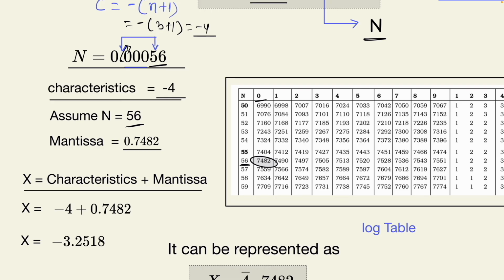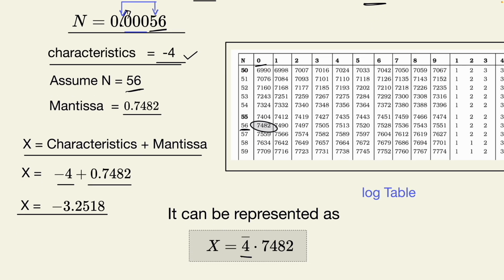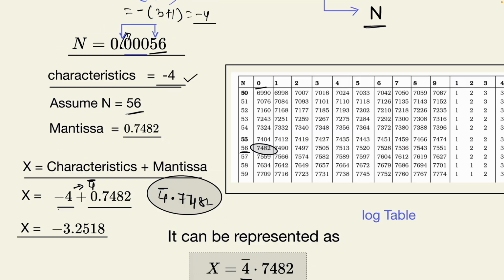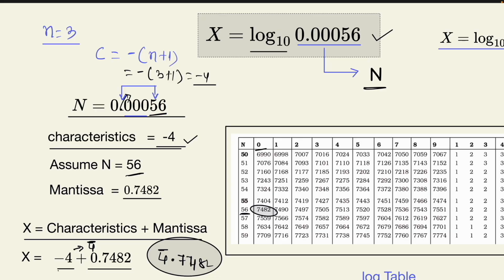Now if we have to find the value of x, we have to combine the characteristic and the Mantissa. This is the method. What is the characteristic? Minus 4. What is the Mantissa? 0.7482. If you further solve it, it's equal to minus 3.2518. This can also be represented as 4 bar, then the Mantissa value 7482, meaning this whole thing with minus 4 is represented as 4 bar. So by this way, we can find the value of log 10 to the power 0.00056. I hope you understood this example properly.